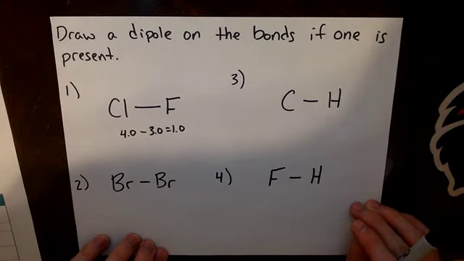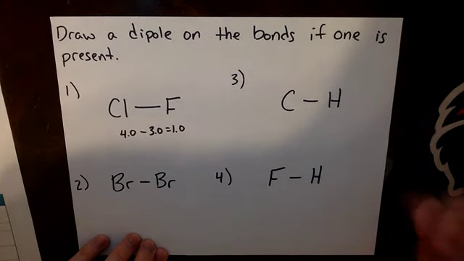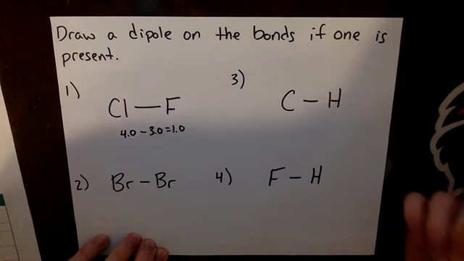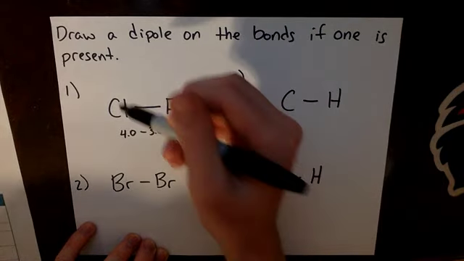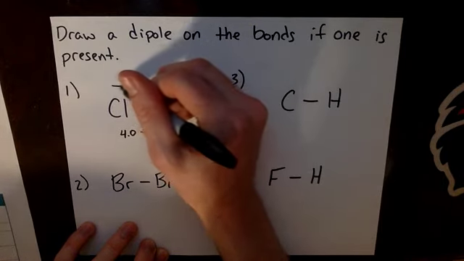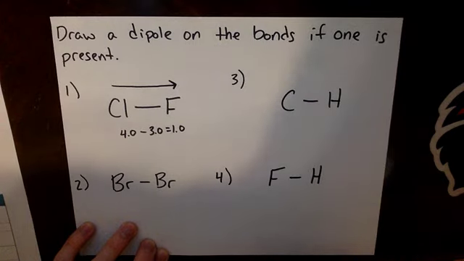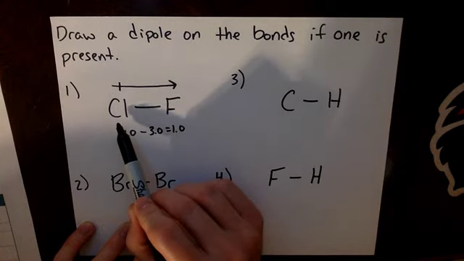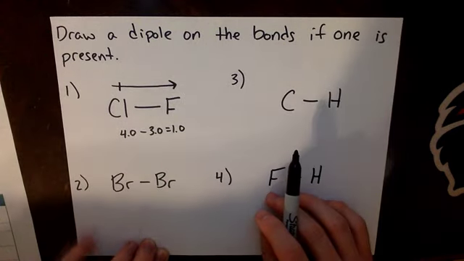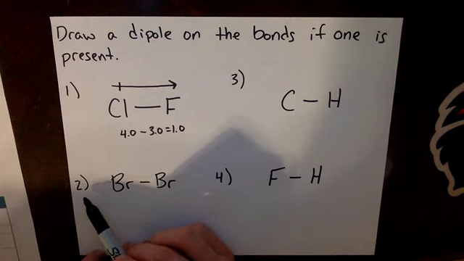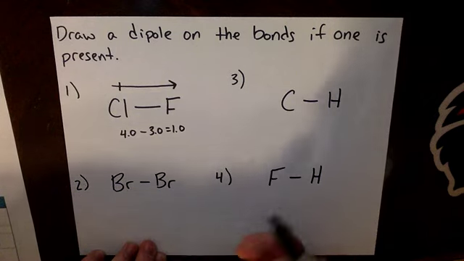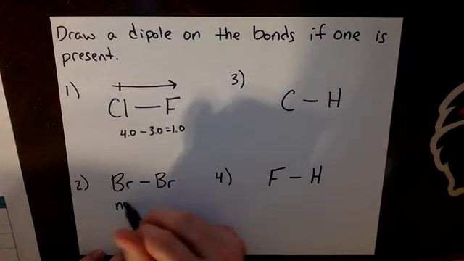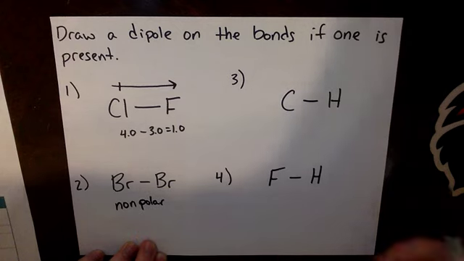Then this will have a dipole on it because it's a polar molecule. So the dipole always points towards the more electronegative element. It always points to the negative end of the molecule or of the bond. So since fluorine is more electronegative, we'll have a dipole pointing towards the fluorine, and we'll put a little plus on this side showing that the chlorine end of this bond is positive and the fluorine end of this bond is negative. Down here, number 2, we have a bromine bonded to a bromine. Now, I don't even care what bromine's electronegativity is. Because it's bonded to itself, this is going to be nonpolar. It will not have a dipole.